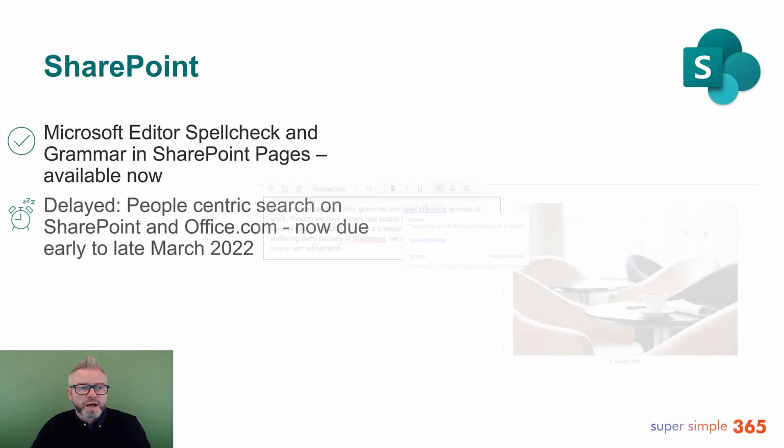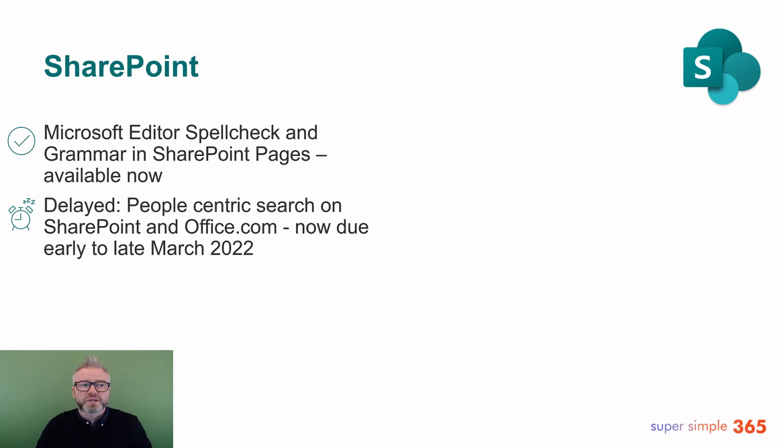Delayed is the people-centric search on Microsoft SharePoint and Office.com. So this is just where you do a search, and then you can focus on the results from people, and you can just focus on what they've been up to in their activity, and you can just do search based on people, on your colleagues. Look out for that, folks. That's now due early to late March. If you're interested in that, as always, hop over to the notes and have a look at all those details.